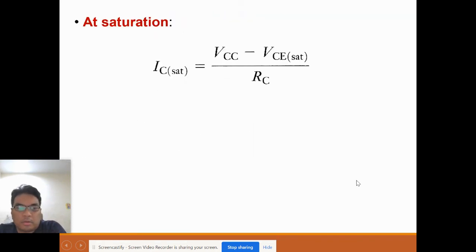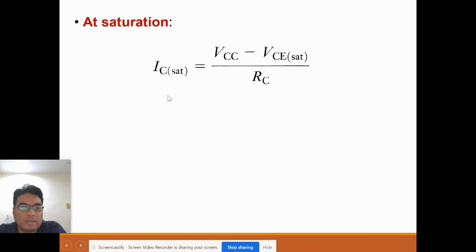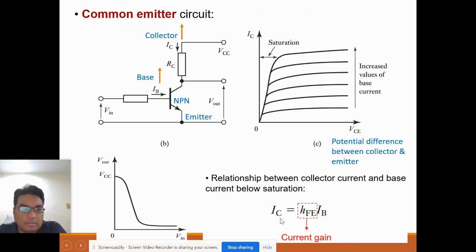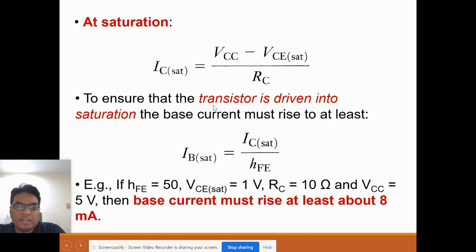Okay, so based on the equation previously, we can have this below saturation. But at saturation we have another equation, which is IC saturation. This is IC, which is without saturation. At saturation, IC saturation is VCC minus VCE saturation, divided by RC. To ensure that a transistor is driven into saturation, the base current must rise to a certain level. So this is another equation: IB saturation equals IC saturation divided by HFE.